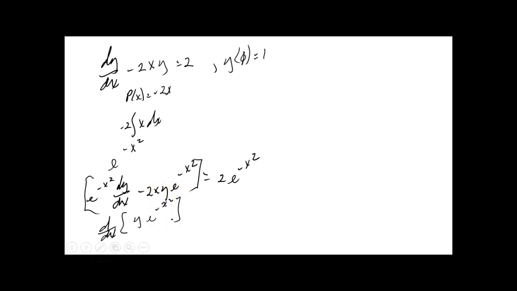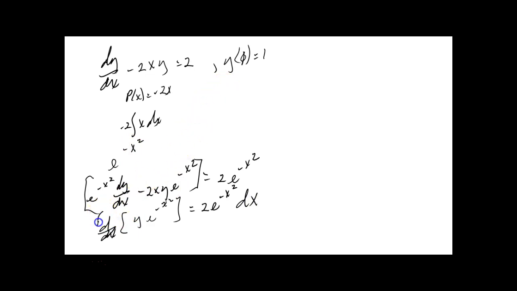Is it? The derivative of this, you get derivative of the first, dy/dx, times the second. Yep, that works. Plus the first times the derivative of the second, which is e to the minus x squared times a minus 2x, and that's good. So yeah, that is. That's equal to 2 e to the minus x squared. Take our dx's and move it to the other side. Now that's a perfect derivative.